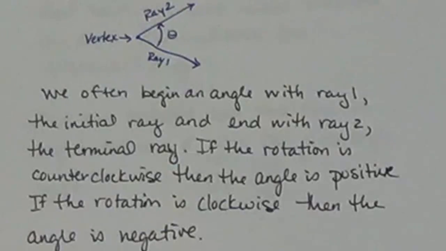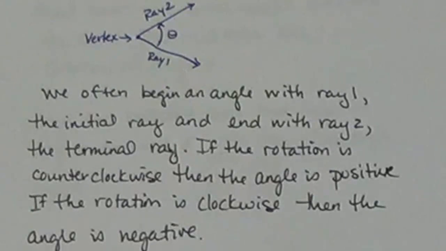between the two rays. We often begin an angle with a ray, so we'll call this ray 1, which we'll think of as our initial ray, and end the angle with ray 2, which we'll call our terminal ray. If the rotation is counterclockwise, much like with the unit circle, then the angle is positive. If the rotation is clockwise, then the angle is negative. As I've drawn this, ray 1 going to ray 2 would be a positive angle.